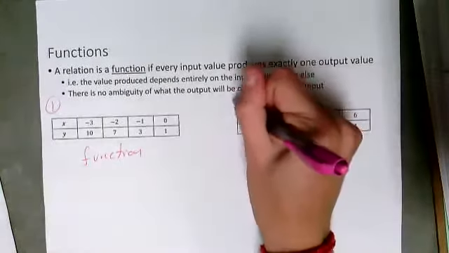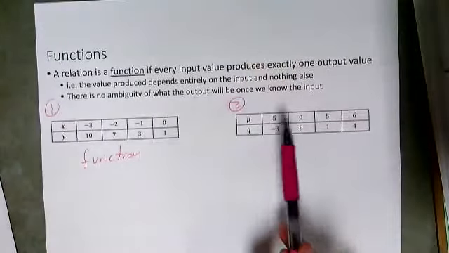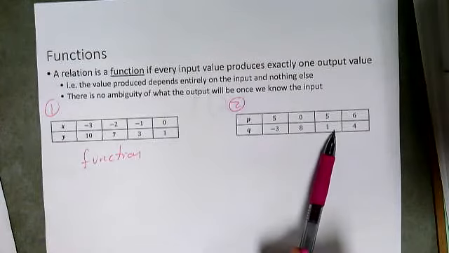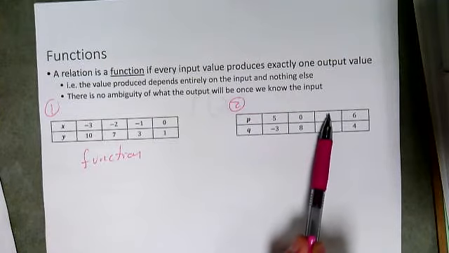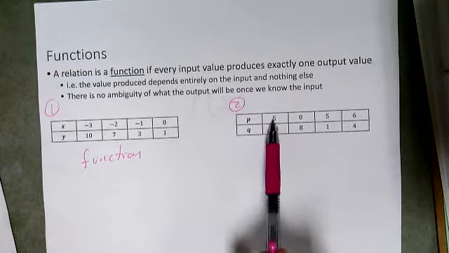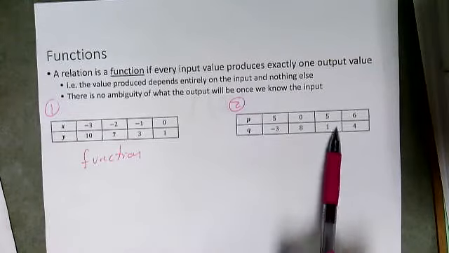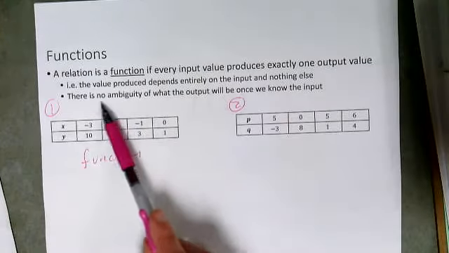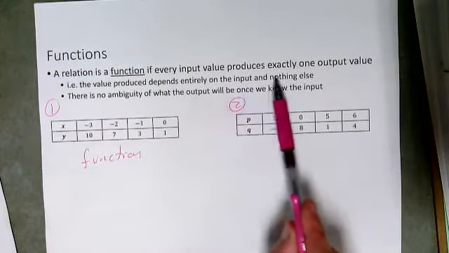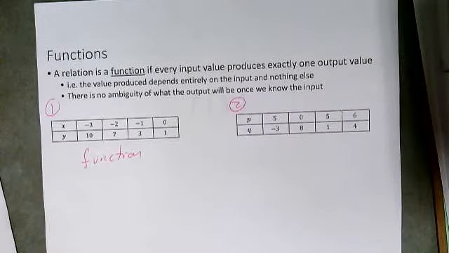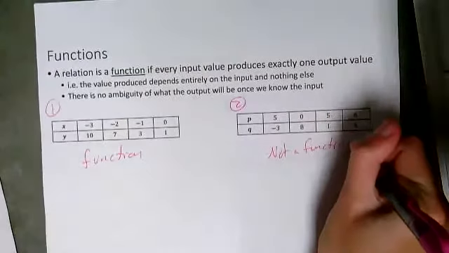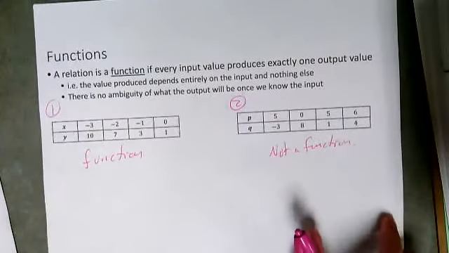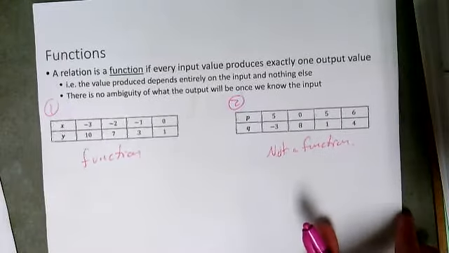Whereas we look at this one, we have 3 and 1 both with an input value of 5. So if we try and plug in 5 to this relation, we either get -3 or that's not it. So we'll look at some other examples in a minute.